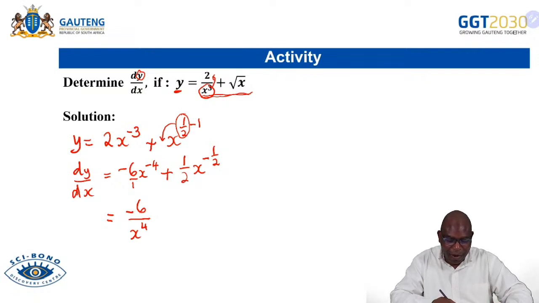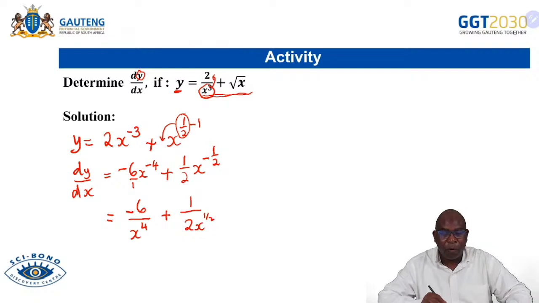Okay, so now here I'm also going to do the same. I'm going to say 1 over 2 exponent of positive 1. 1 over 2. So if I don't want to write x to the power 1 over 2, I can take it back to the root. I can say that's square root of 2. Okay, so that's how we differentiate.